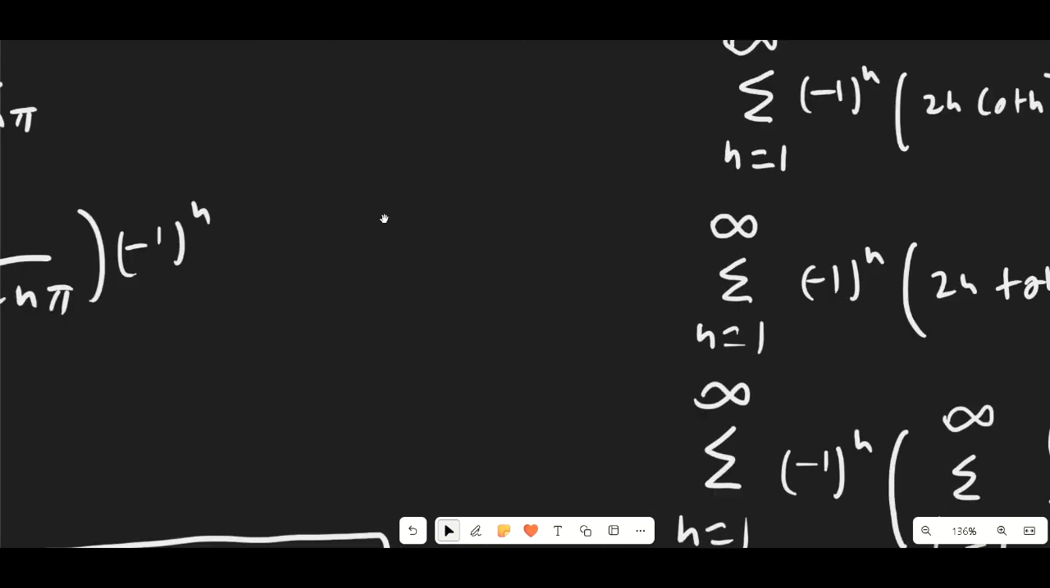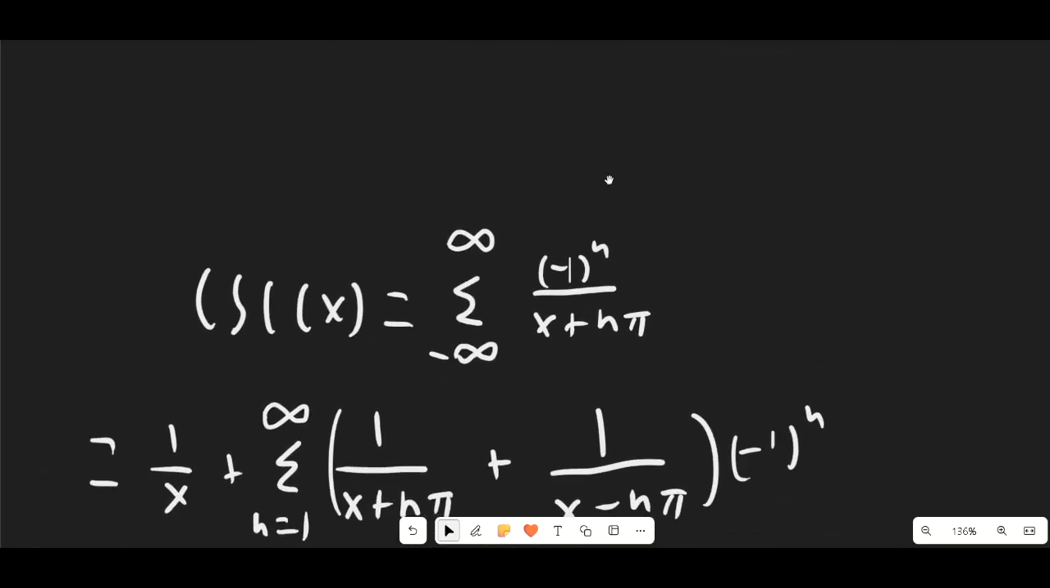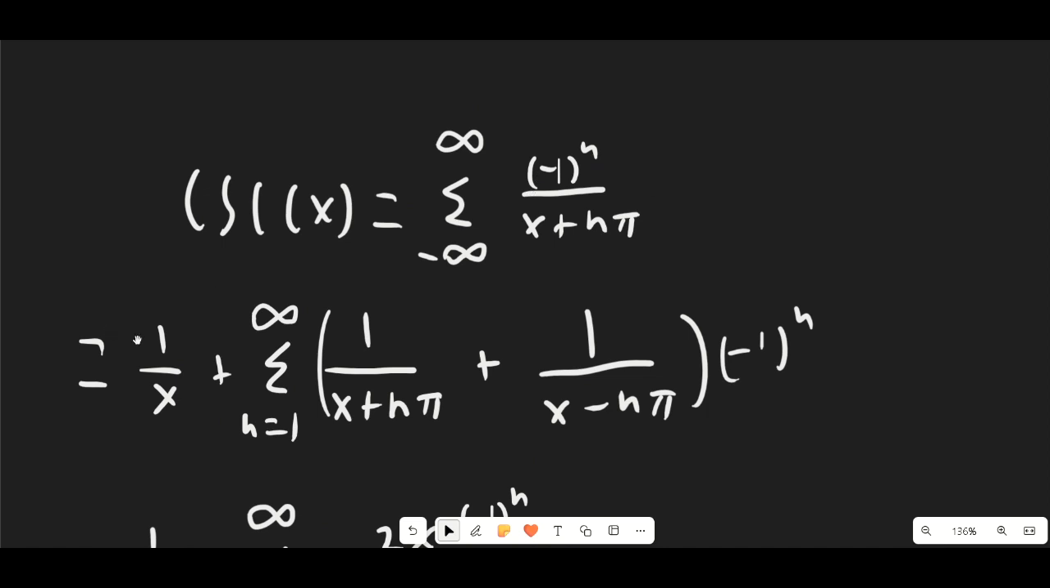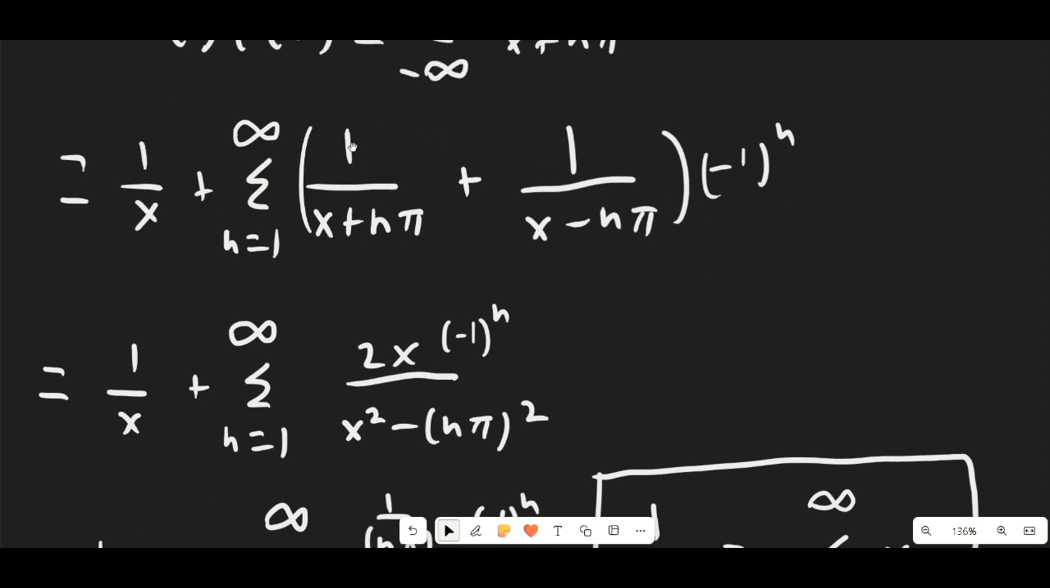So we're going to go all the way back to our expansion of cosecant of x, which has this nice little sum of reciprocals of x plus n pi times negative 1 to the n. And we're going to go ahead and reorganize this. So if we take out the n equals 0 term, that's just going to be 1 over x, right? And then if we take all the positive and negative terms, so summing up from n equals 1 to infinity, here are all the positive terms, and then over here is all the negative terms. And we're still multiplying by negative 1 to the n. Then all we're going to need to do is combine these two, just cross multiply, and we'll get 2x over x squared minus n pi squared.